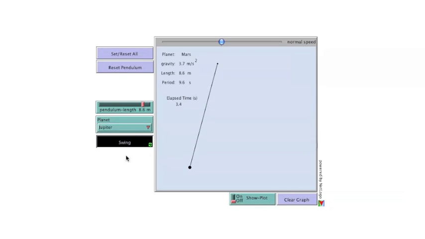By remaining on one planet and changing the length of the pendulum, you can see the proportional relationship between length and period. The shorter the pendulum, the shorter the period.